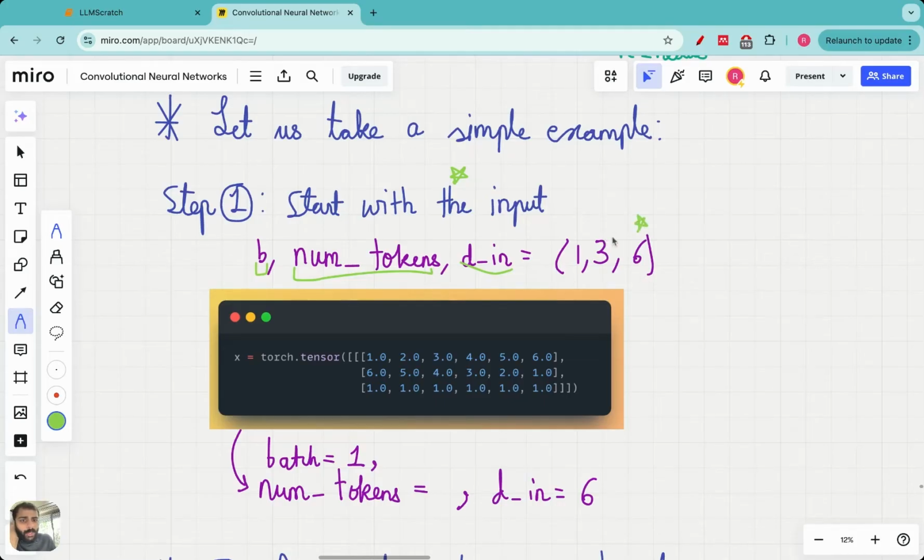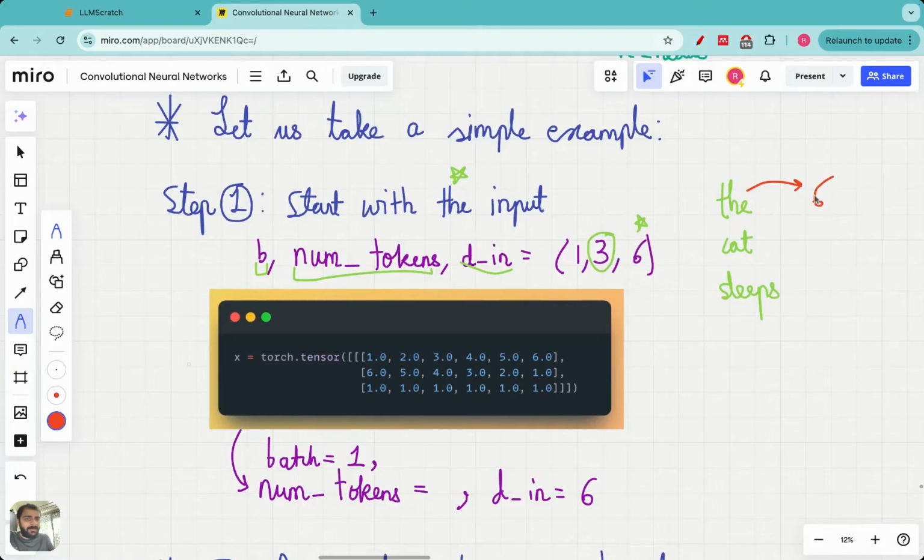So 1 comma 3 comma 6 means that I have three tokens. You can think of one token as one word for simplicity. So let's say the three tokens are "the cat sleeps." Let's say these are my three words. Then what we are essentially doing here is that we are converting each of these words into six dimensional vectors.